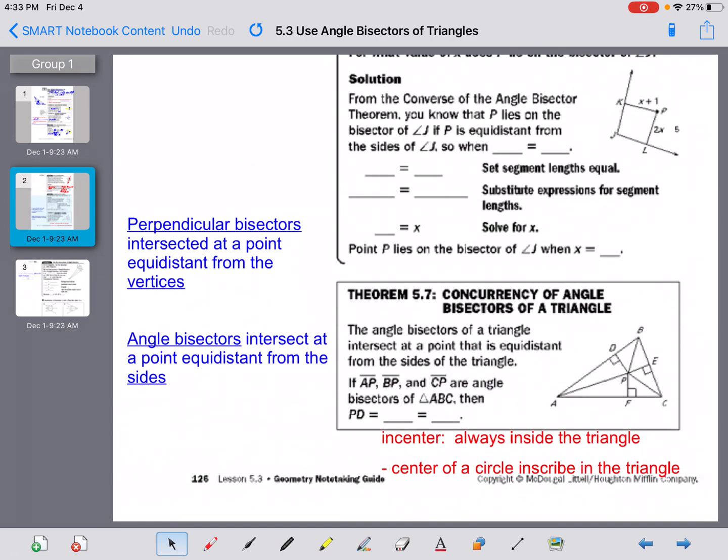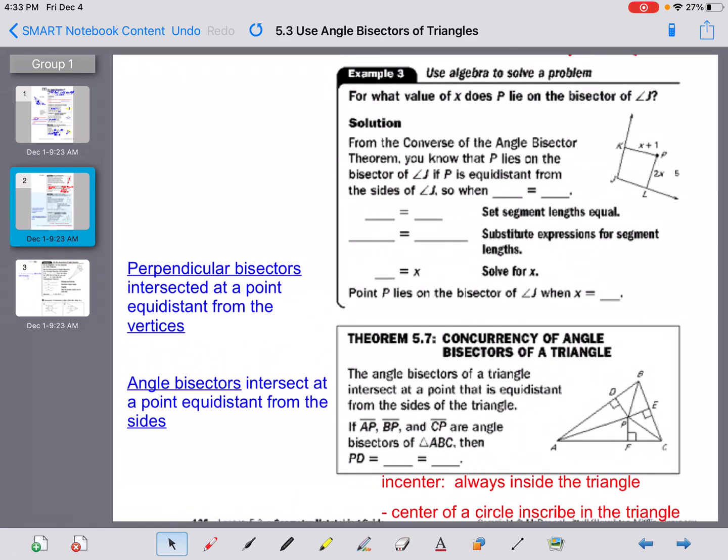All right. For what value of x does P lie on the bisector of J? So the rule is if P is going to be on this bisector, then these two have to be equal distances and perpendicular. But equal distance is what we're looking for right now. So we want x plus 1 to equal 2x minus 5. Solving for x, I'm going to subtract my x. I get 1 equals x minus 5. Add my 5, and x equals 6. So when x equals 6, we're on the angle bisector. Any other value, we're not on the angle bisector.